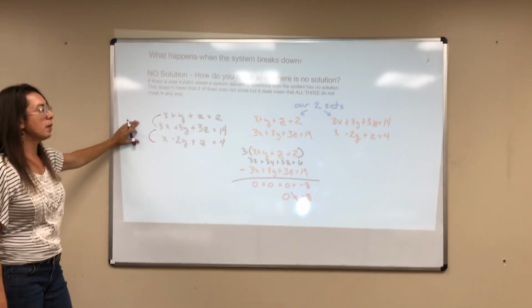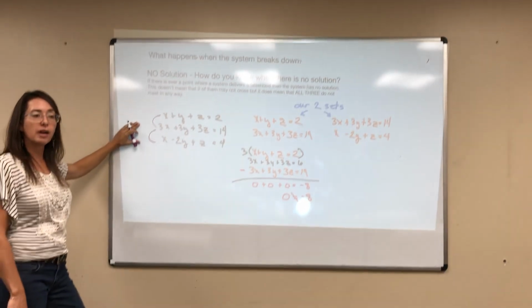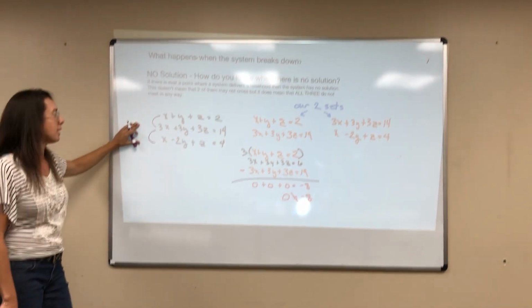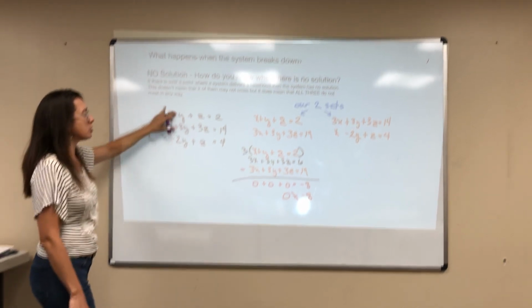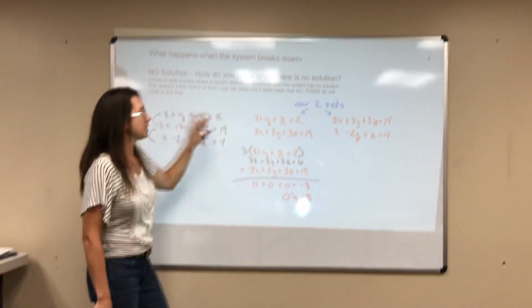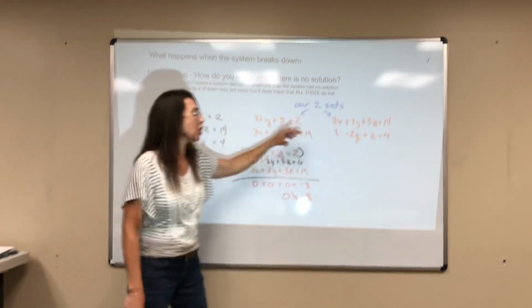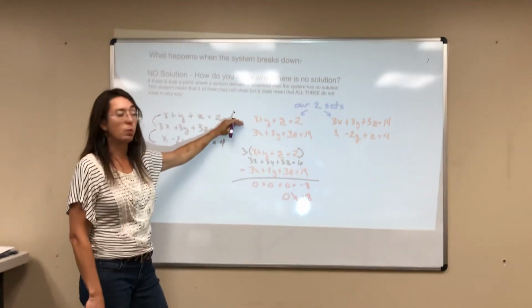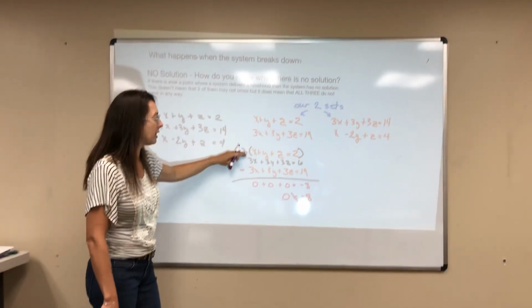So we're looking at what happens when our system doesn't work. How do we know when we've got a problem? Okay, so we've paired up the first two, and we've paired up the second ones. These are the two sets. So we're going through, here's our first step. We're going to eliminate somebody. I'm going to try to eliminate x.